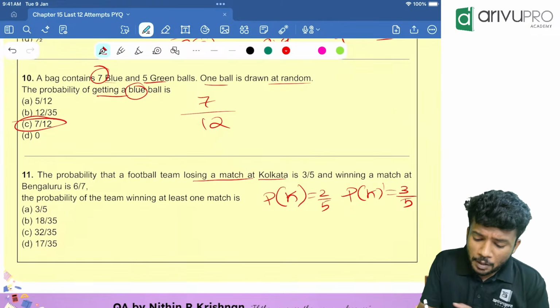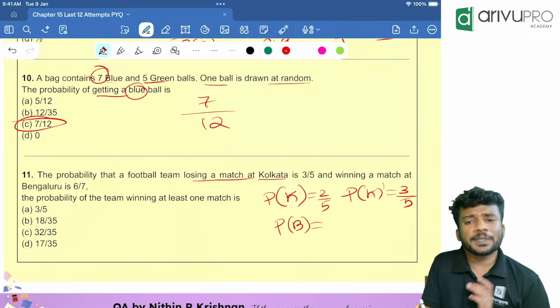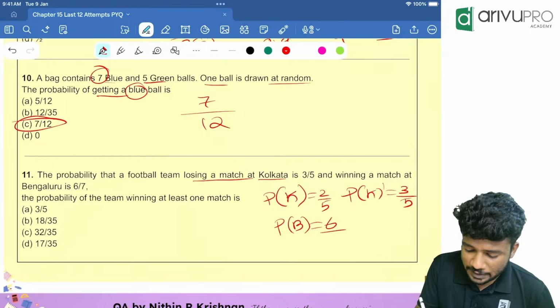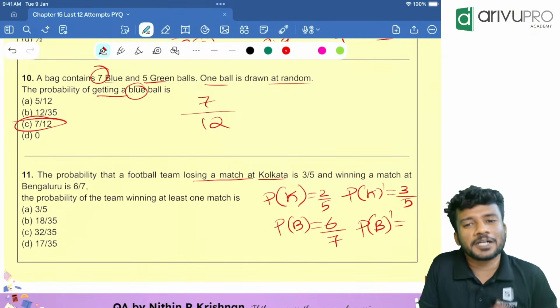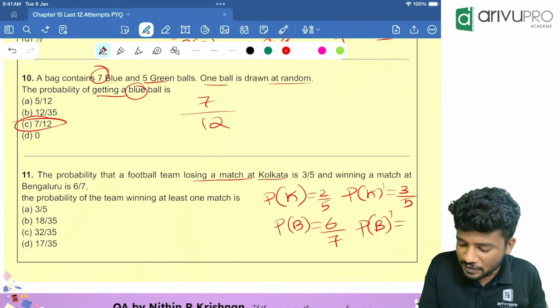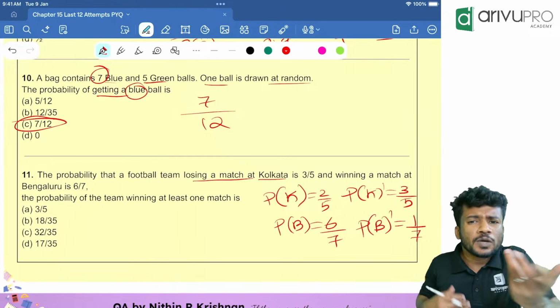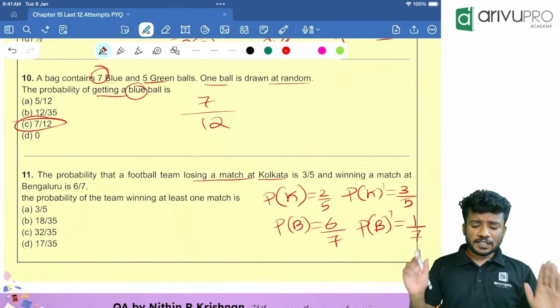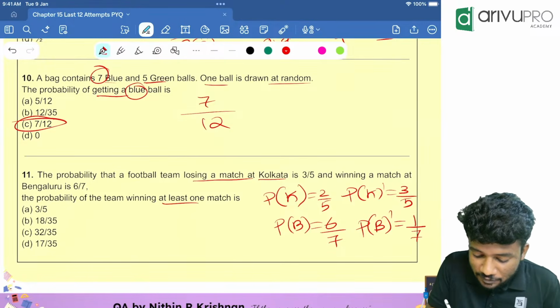Correct? Then probability of winning a match in Bangalore. That is P of B, how much? 6 by 7. You tell me what is the probability of B complement. That is nothing but 1 minus 6 by 7. That is 1 by 7. So we have everything. Now we will look into the question. Probability of the team winning at least one match. At least is the keyword over here.